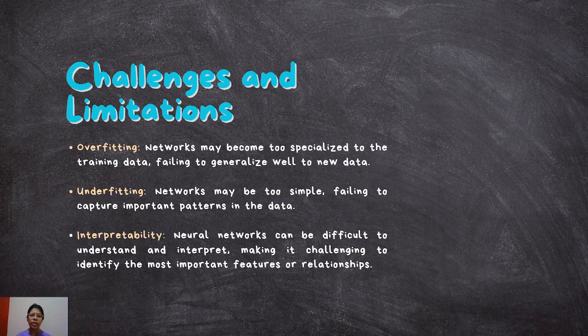Then we also have challenges and limitations in NN. The first is overfitting, which means it gets too specialized on the training data set but fails to generalize to new data sets. Then underfitting, which means our model or network is too simple and fails to capture the important aspects of our data. Then we have interpretability, in which a neural network can be difficult to understand and interpret, making it challenging to identify the most important features or relationships.